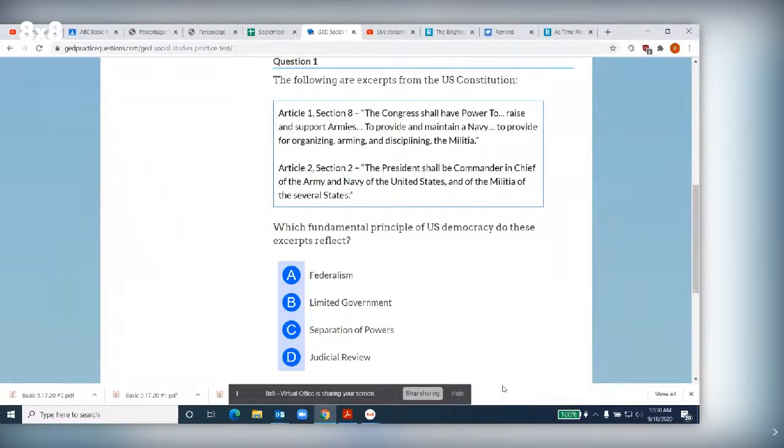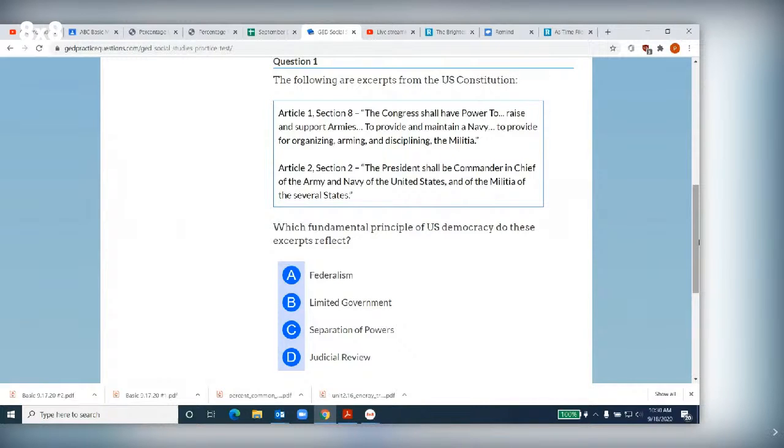What I'm going to do for social studies today is go over some practice questions off a task practice exam. We're going to do a couple of these. This is something you might see on the test. The following are excerpts from the U.S. Constitution. Article 1, Section 8: Congress shall have power to raise and support armies, to provide and maintain a navy, to provide for organizing, arming, and disciplining the militia.